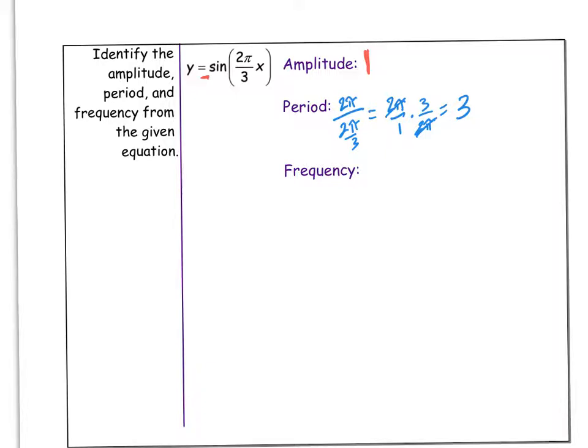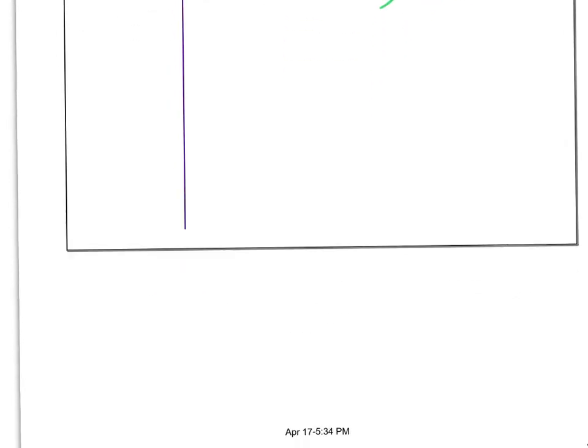My frequency is just 2 pi over 3. So that means we don't have a complete revolution in 2 pi. We have 2 pi over 3 of a revolution. Okay? So here we go, we're moving on.